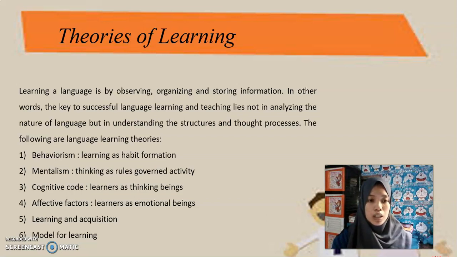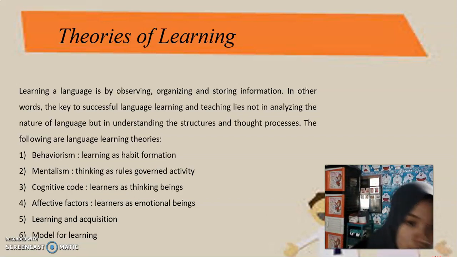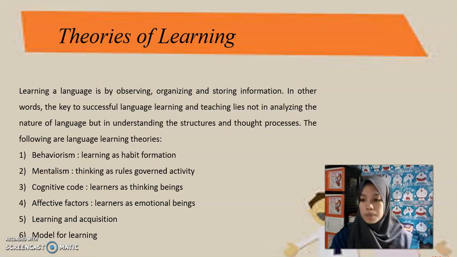The fifth is learning and acquisition. As we know, the learning is a process consists of learning and acquisition, and acquisition is of results and acquisitions. The last is a model for learning. It means how the students in the process learning, like communication network is a system.